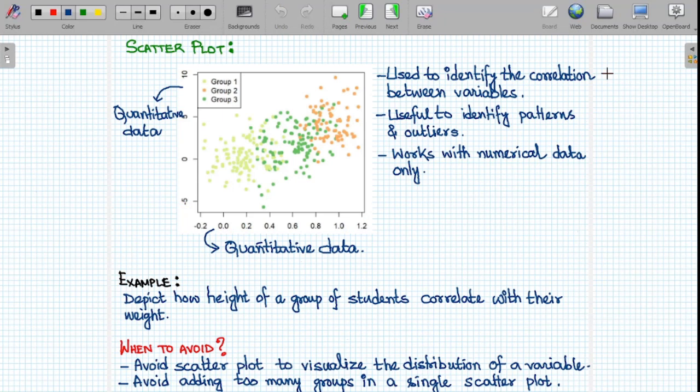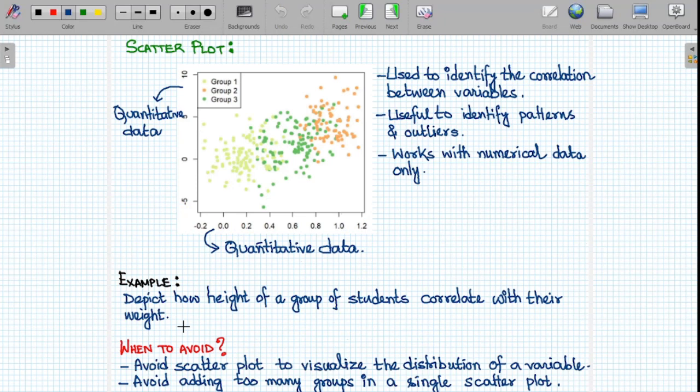Scatter plot is a frequently used plot by data scientists. It is used to identify the correlation between variables, useful to identify patterns and outliers. Remember, it works only with numerical data. So both x-axis and y-axis have to be of quantitative data. We can depict how height of a group of students are correlated with their weight.